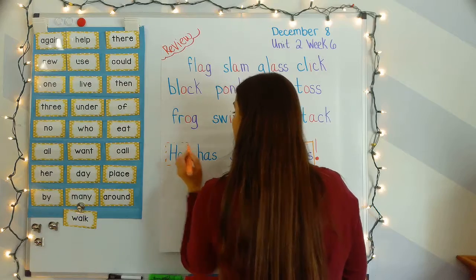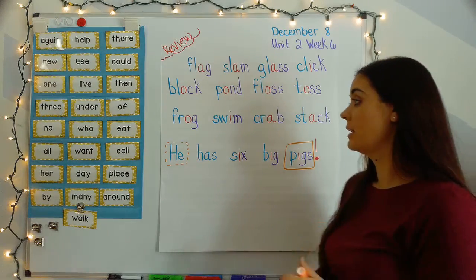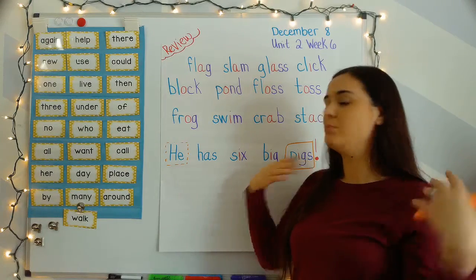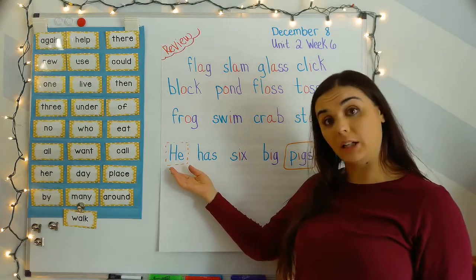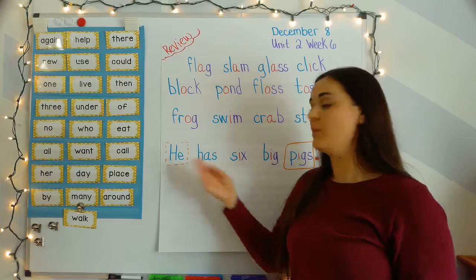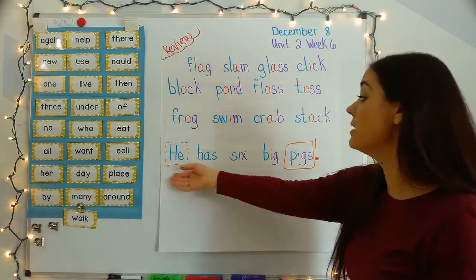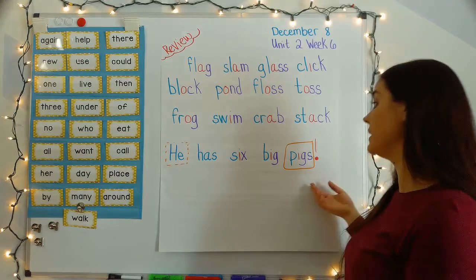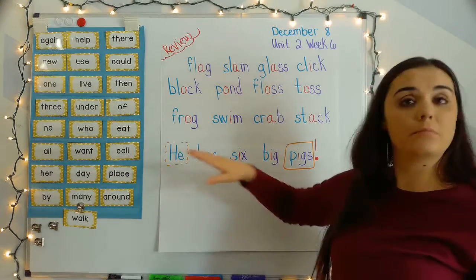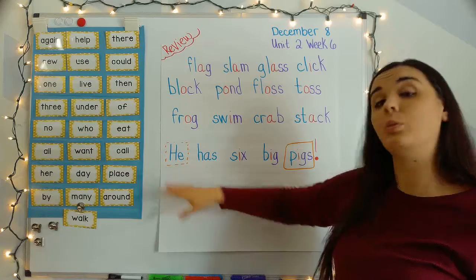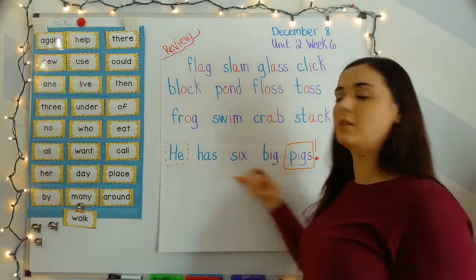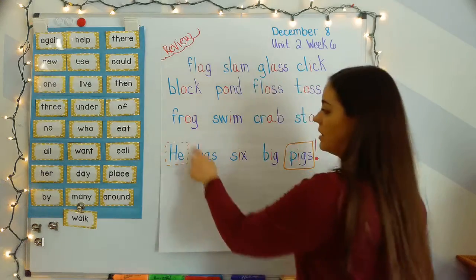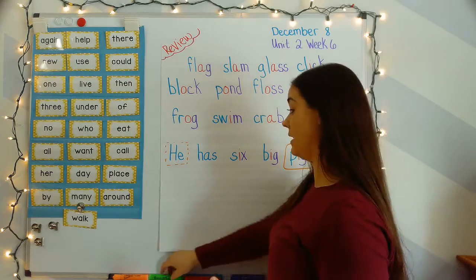So, still a noun. Still a person. But instead of any boy's name, you could put he here, and it would make sense. So you could say Benjamin has six big pigs. You could say David has six big pigs. Any boy's name, you can put the word he instead of it, and it still means exactly the same thing. So we call that a pronoun. And I just put a dotted line around it because it's still a noun.